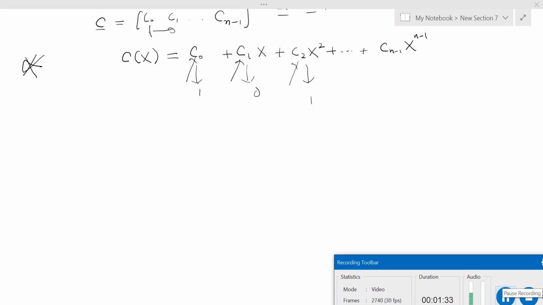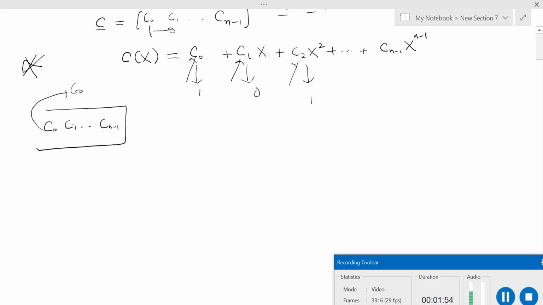Now, if you look at a binary source which emits these digits, suppose you have c0, c1 up to cn minus 1. As time moves you get one digit. So first you may take out c0, then c1, and then finally cn minus 1. So you can see that the degree of the polynomial actually represents shift in time.